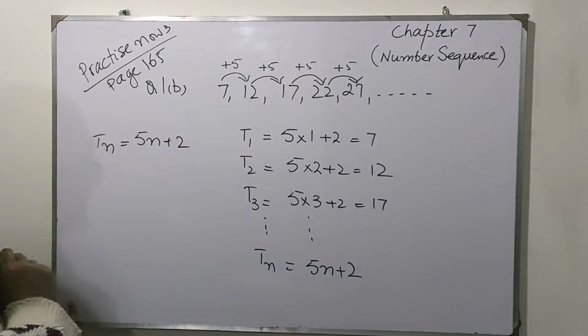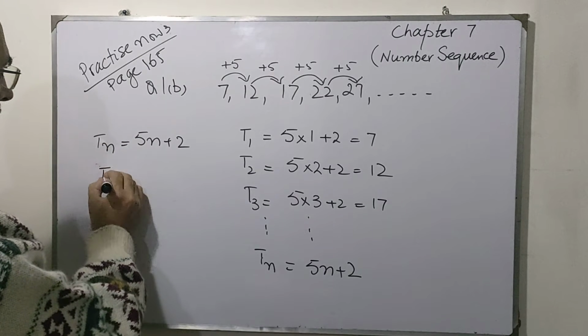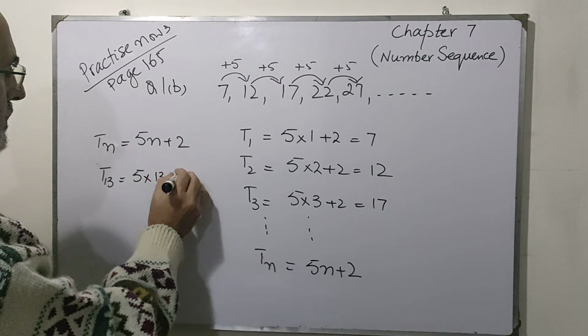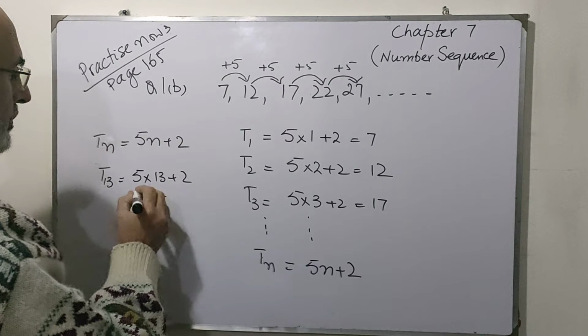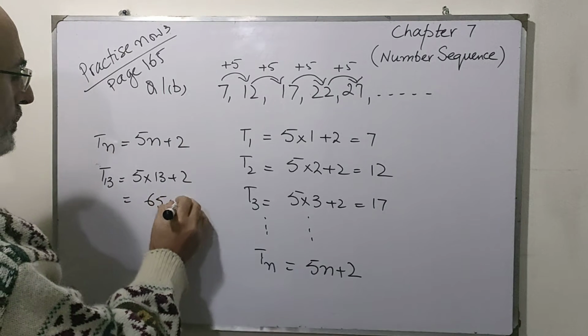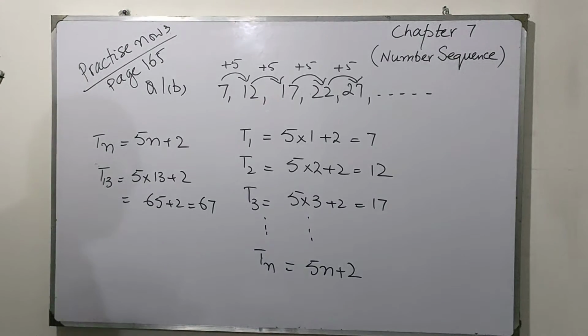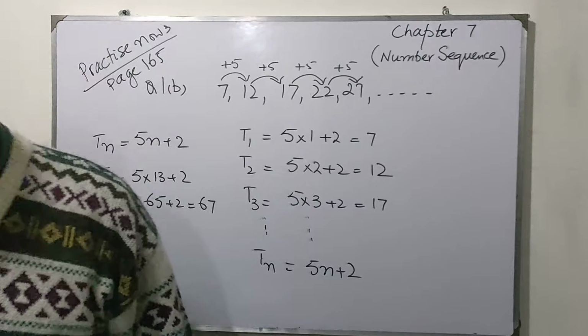Supposedly, we want to find the 13th term. So replacing n with 13, T13 is equal to 5 into 13 plus 2. So 5 into 13 is 65, plus 2, which is 67. Okay? Let's do another question.